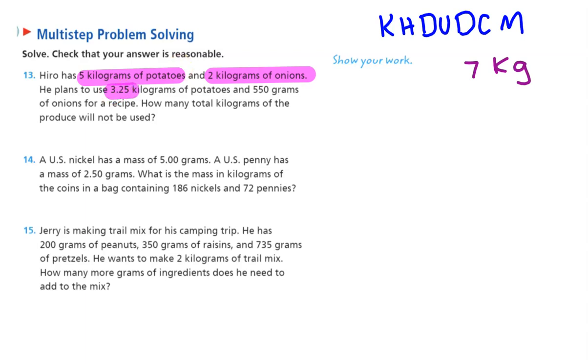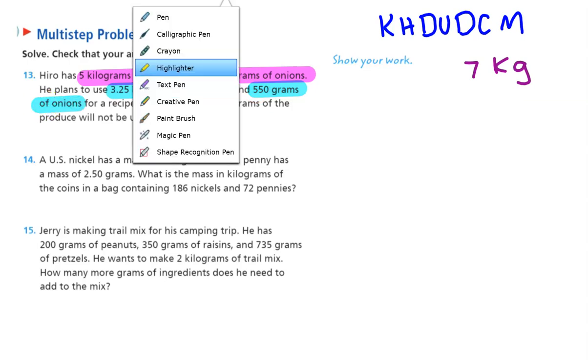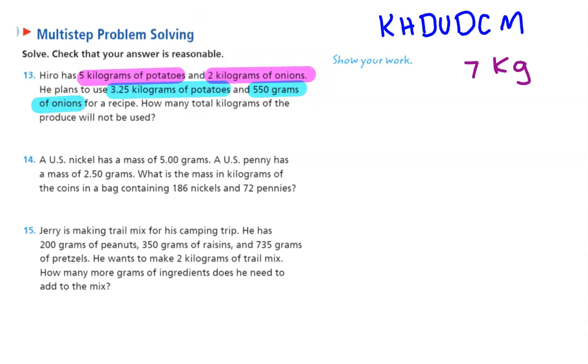Oops, I wanted a different color. So he has 3.25 kilograms of potatoes and 550 grams of onions is what he's using. So I have to do a little bit of work here. So because of that, 3.25 kilograms of potatoes is fine, but I need to convert this one because I can't add grams and kilograms. They're not the same thing to add together. So I need to change my 550 grams into kilograms.